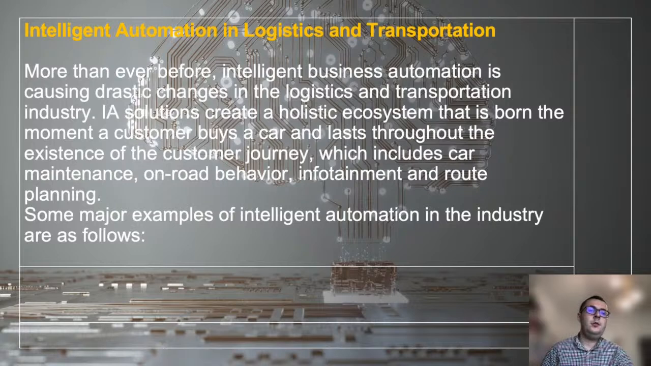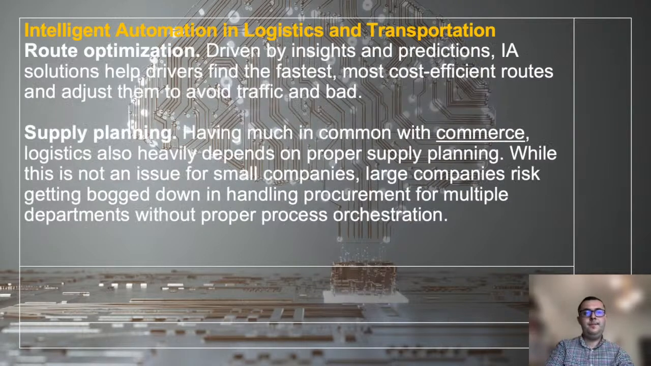Of course, intelligent automation solutions manage to create a holistic ecosystem that is born the moment a customer buys a car and lasts throughout the existence of the customer's journey, which includes car maintenance, on-road behavior, infotainment, and route planning. And some major examples of intelligent automation in the industry are as follows.